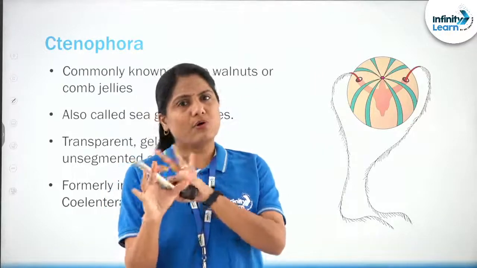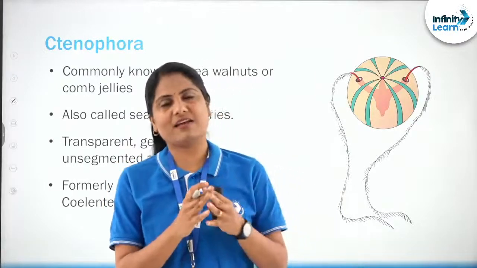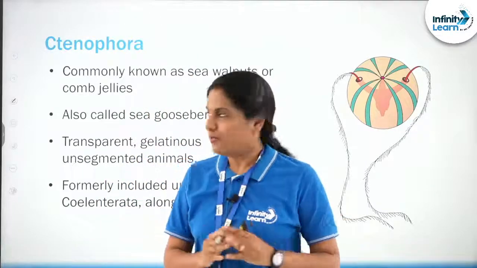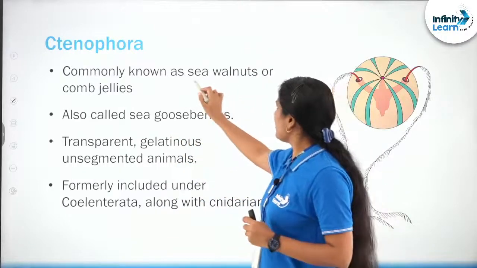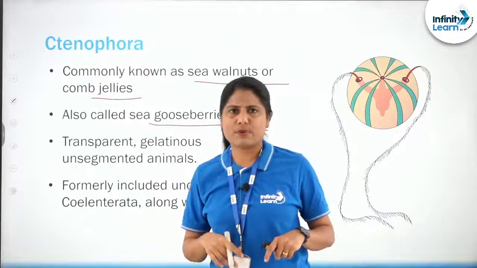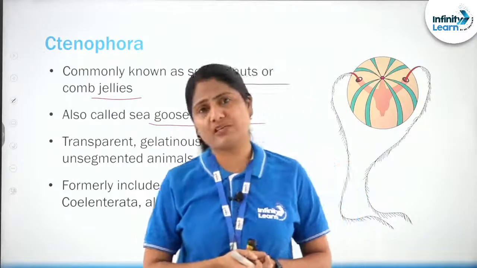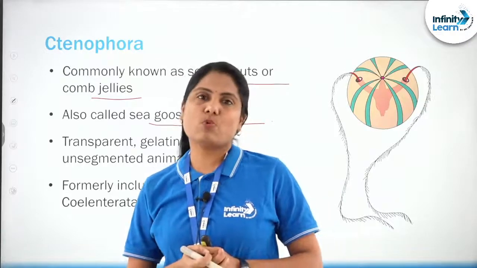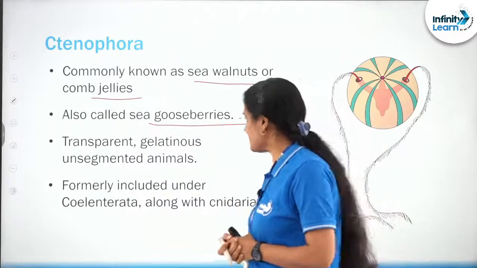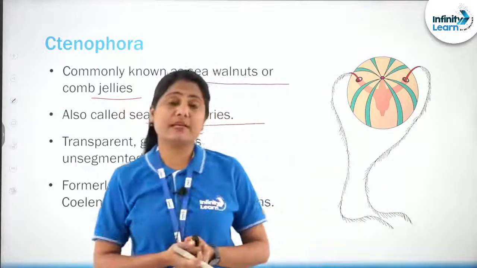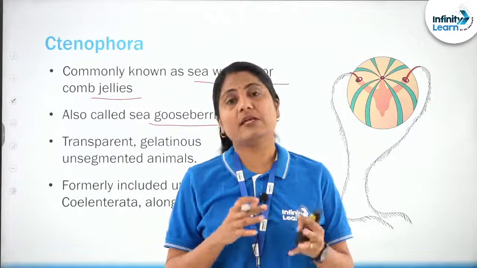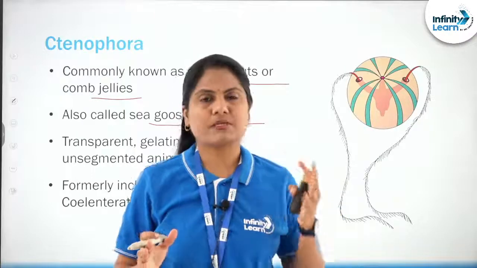If you remember all that we have discussed about Cnidaria, most of the stuff can be applied straight away to Ctenophora, right? So, these are commonly referred to as sea walnuts, comb jellies or sea gooseberries, right? Common names are also important as far as NEET questions are concerned. So, remember sea walnuts, gooseberries, comb jellies. The transparent gelatinous unsegmented animals, these are formally referred to as coelenterata. Both of these are formally called coelenterata. Now, we are referring to them as Cnidaria, Ctenophora.